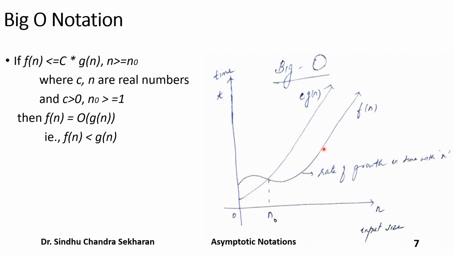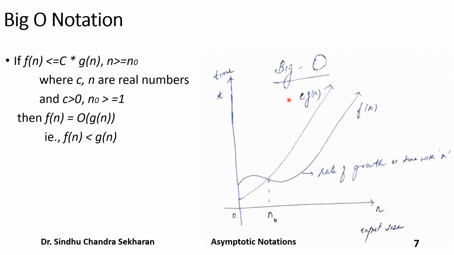Consider this function f of n, which is the rate of growth in time with n. As the input increases with time, your function develops like this. Now, after a particular input n naught, you always see a curve which is always greater than the function f of n, denoted by c into g of n. So f of n is less than or equal to c into g of n, where n is greater than n naught.